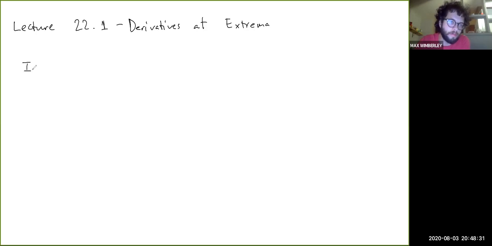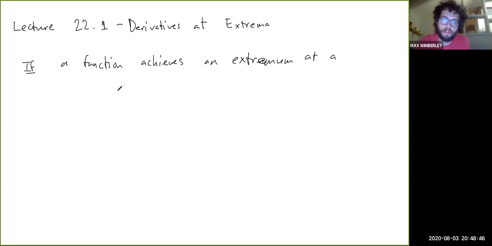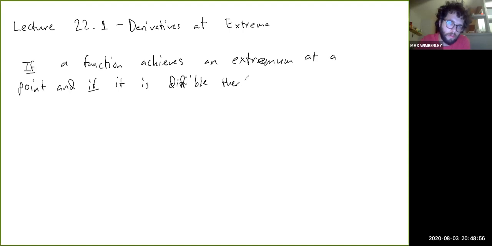So if a function achieves an extremum at a point, and if it is differentiable there, then the derivative is zero, okay? At the point, of course.